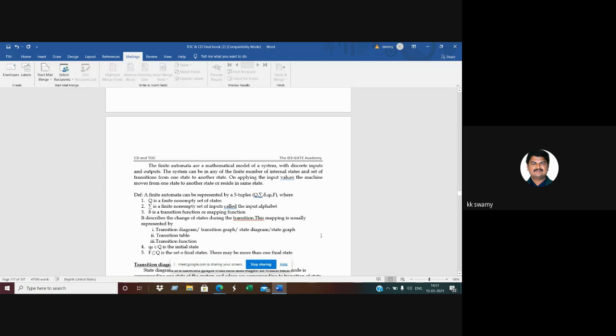Okay, here the definition for the finite automata is Q, sigma, Q naught, delta, and F, where Q is a finite and non-empty set of states, and sigma is a finite and non-empty set of input symbols. And transition function means what? How we are moving from one state to another state. So that is called the transition function.